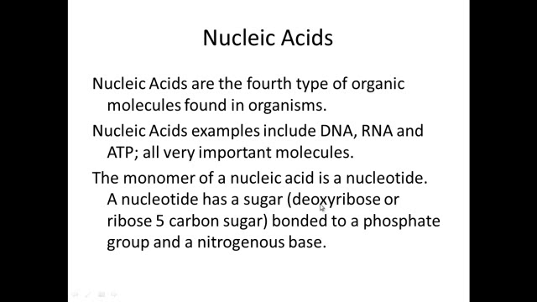A nucleotide is made from a sugar, either deoxyribose or ribose sugar. Each of those, deoxyribose and ribose, are called a 5-carbon sugar because they have 5 carbons in them. It's shaped kind of like a pentagon or a house. They have one of the sugars bonded to a phosphate group, and then one of 5 different nitrogenous bases.